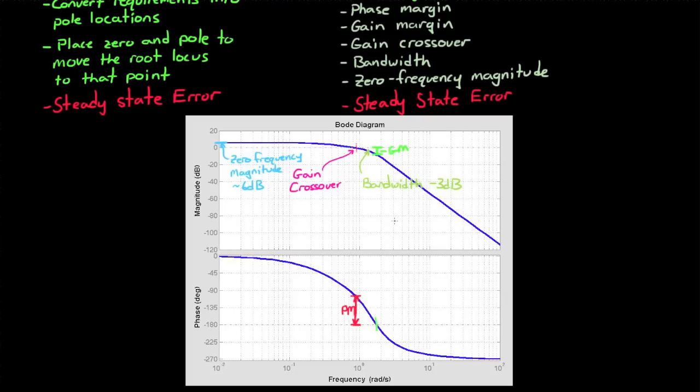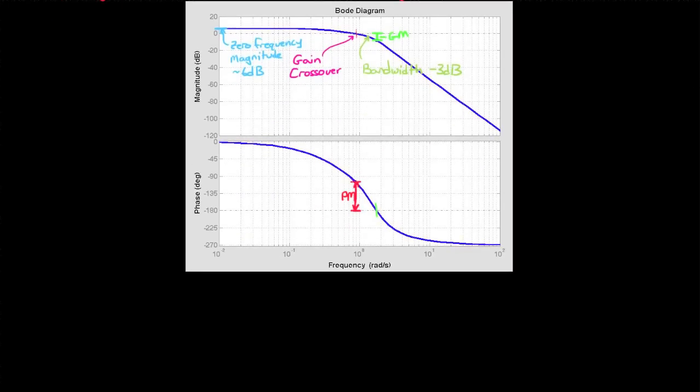So in the most simplistic explanation I can come up with, you're trying to bend and morph your Bode plot for your particular system so that it goes through these particular points at the requirements that are set for your system. So let's see an example with this.